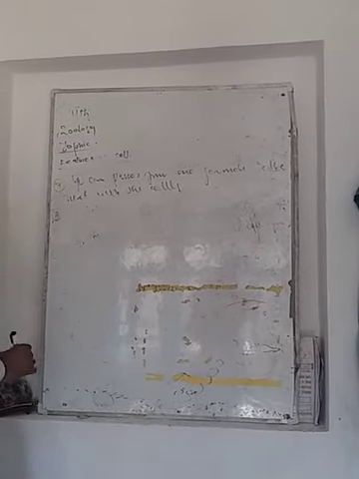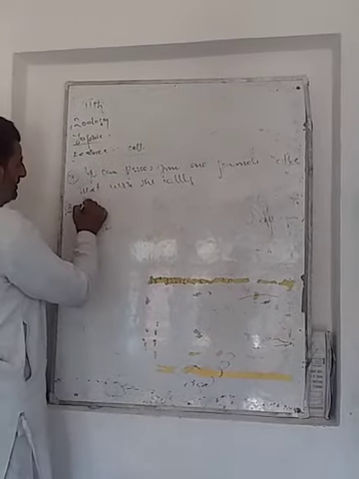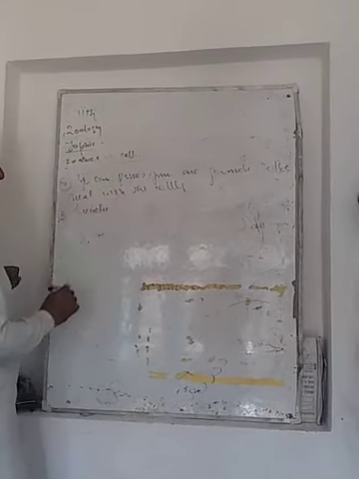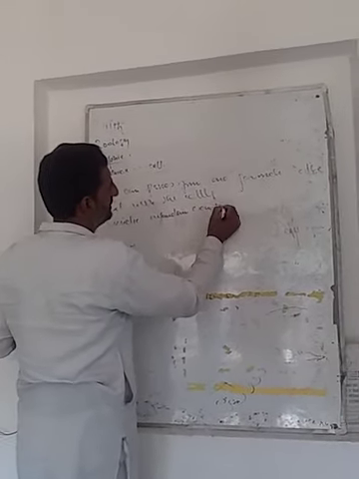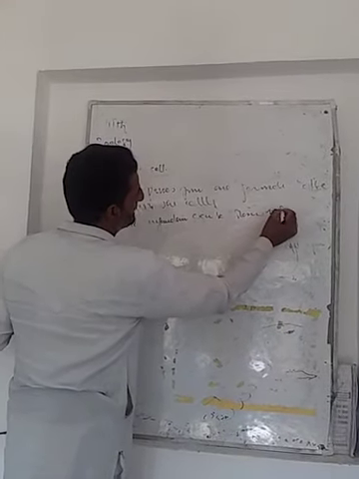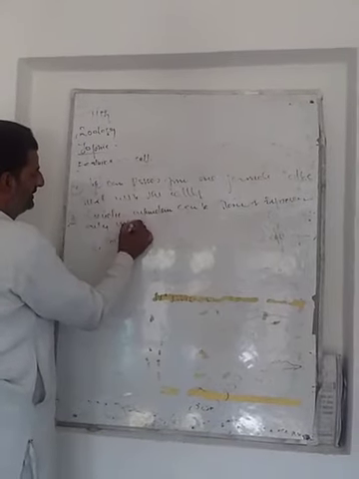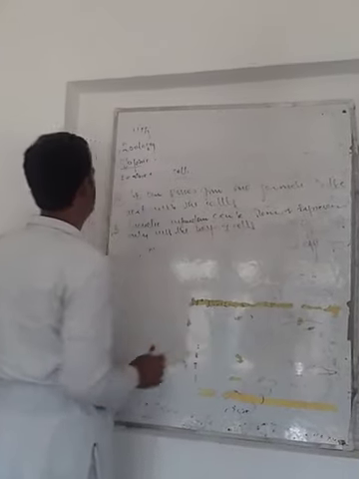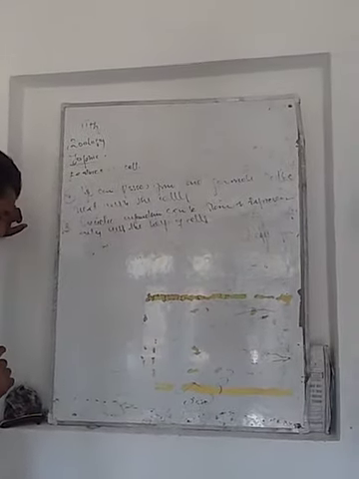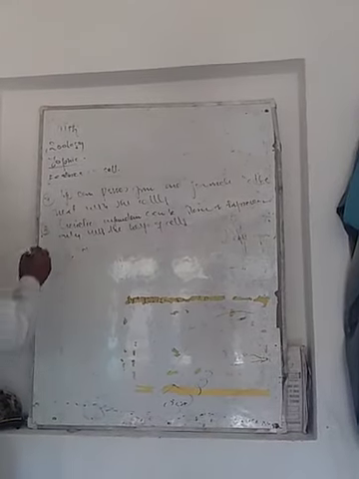The next point is that genetic information can be stored and expressed only with the help of cells. So we can say that life can pass from one generation to the next generation only with the help of cells, and genetic information can be stored and expressed only with the help of cells. These are the features of the cell.